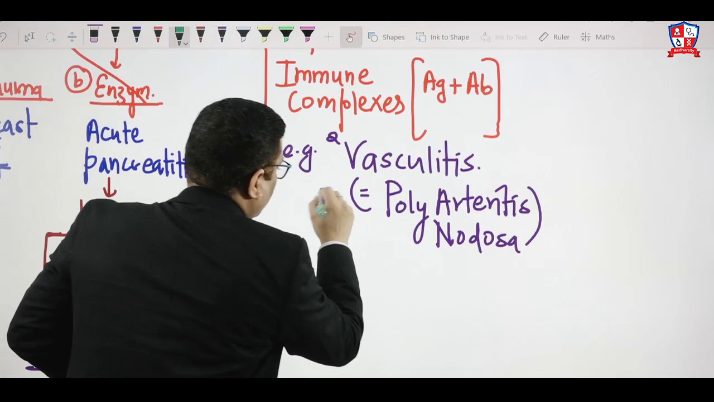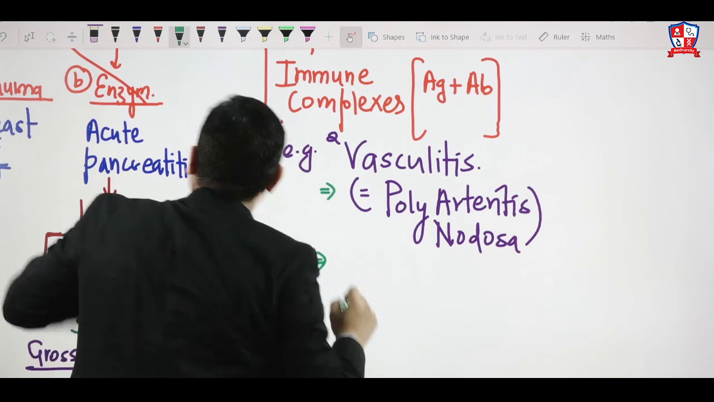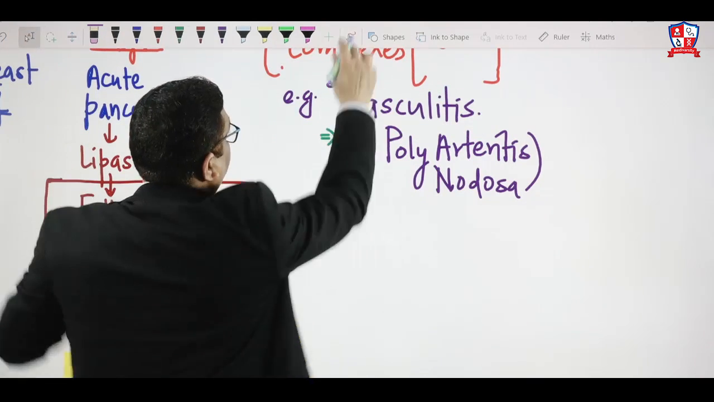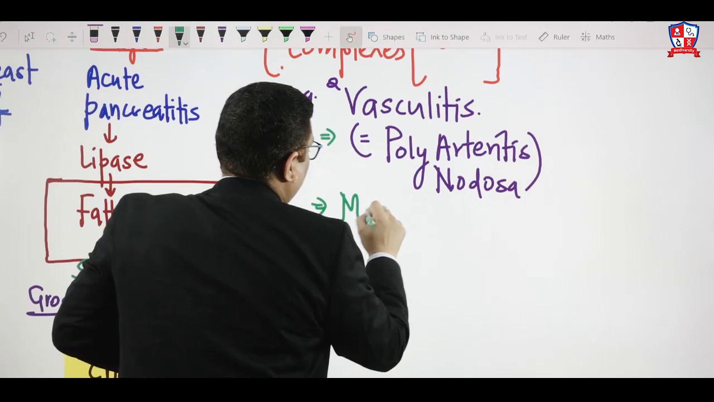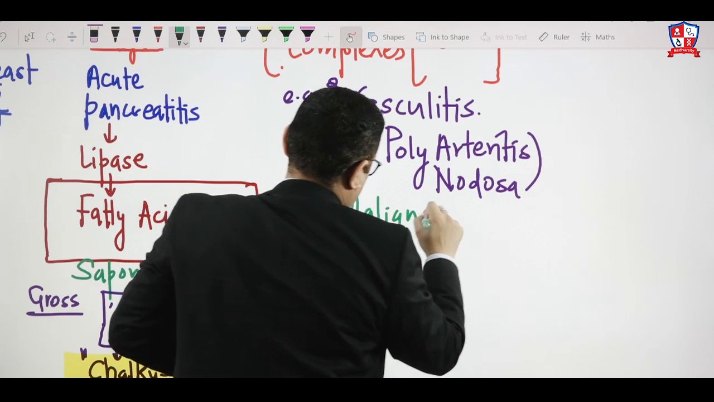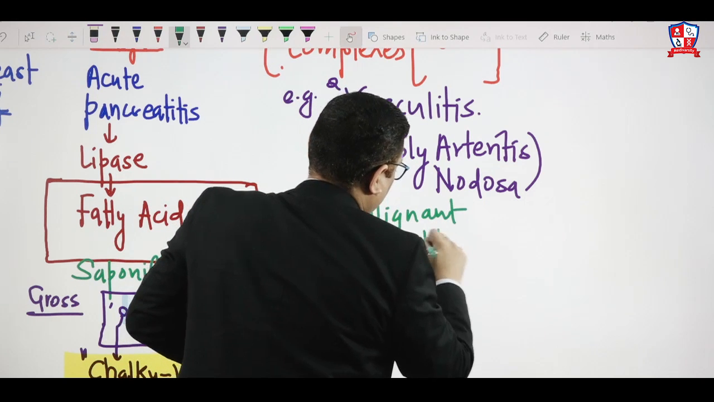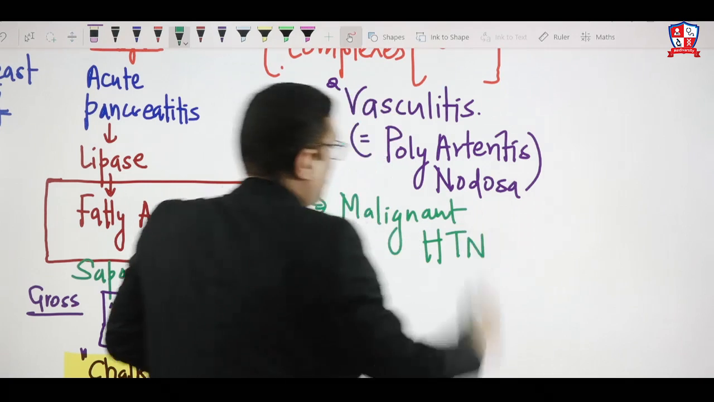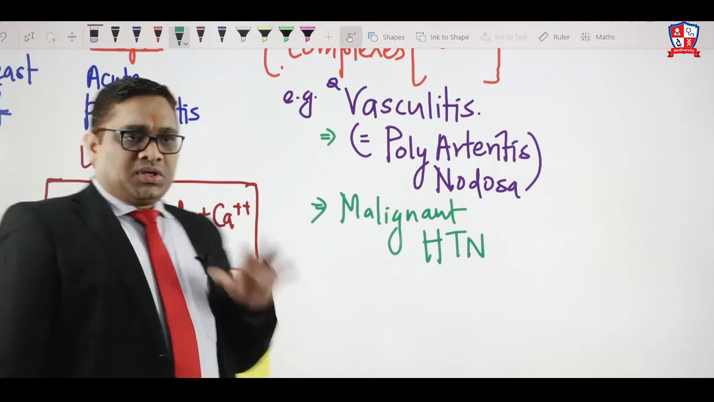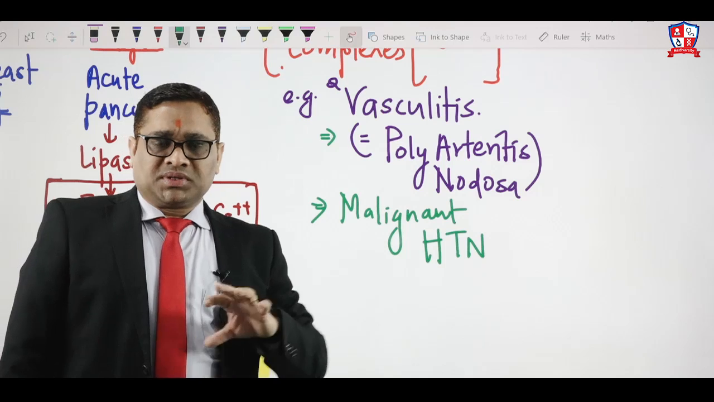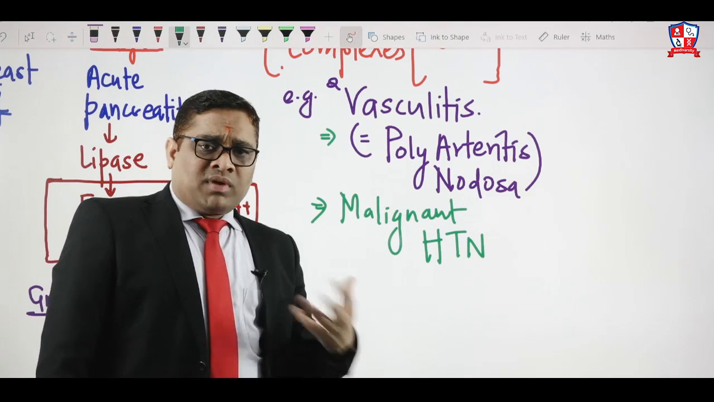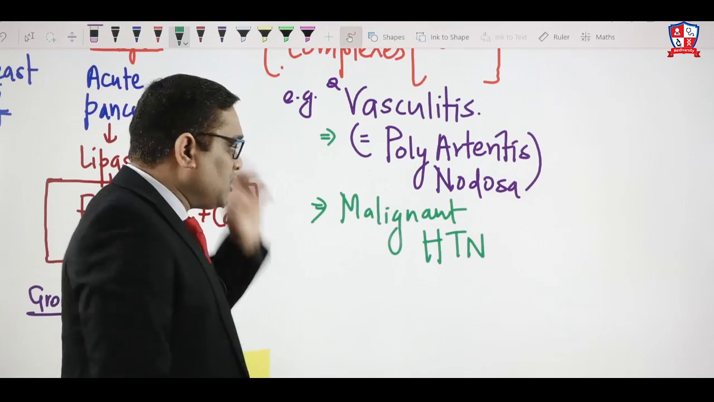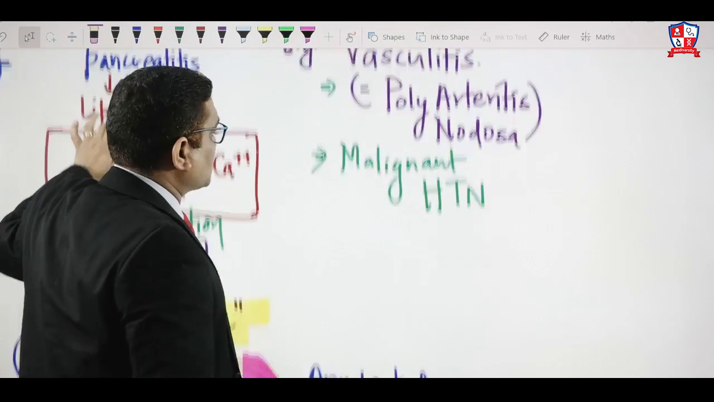Apart from vasculitis, it can also be seen in malignant hypertension. So malignant hypertension and polyarteritis nodosa, these are two examples where you will be seeing fibrinoid necrosis. What will be the appearance of fibrinoid necrosis on microscopic examination?